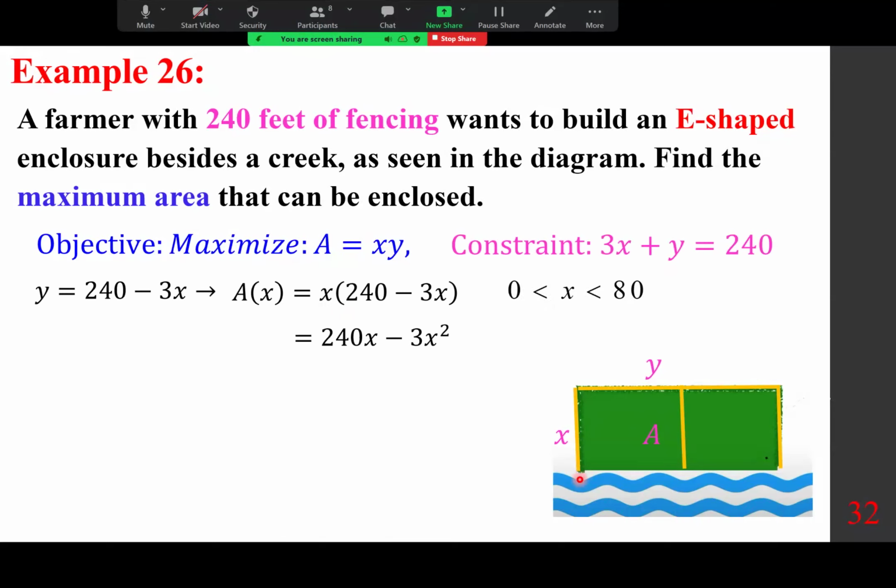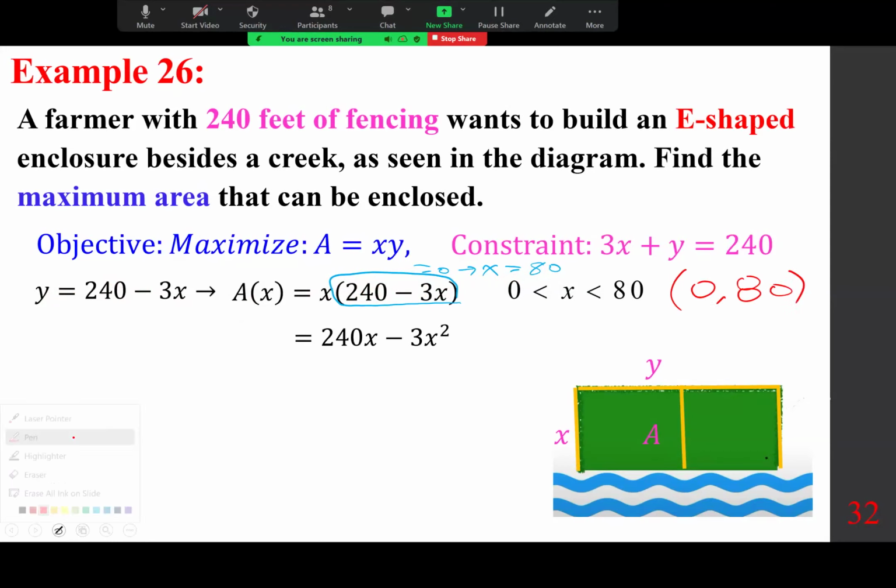The reason is x is a dimension, so it must be positive. And the reason it's less than 80, if you set this one equal to 0, x becomes 80. What happens if you choose a number larger than 80? This expression, which represents one side, is negative. We can't have it. The area becomes negative, and that's out. So what do we have? We have an open interval of 0 to 80.